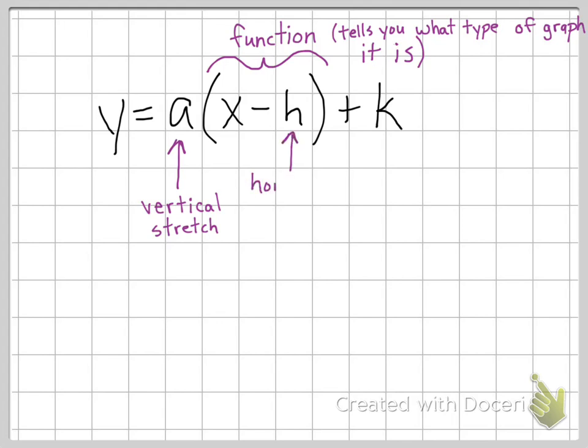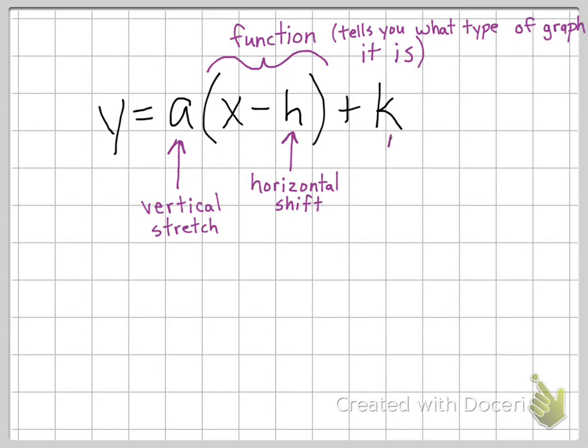Then we have our h. H is our horizontal shift. Okay, it tells you how far the graph is moved from side to side. Now remember, in the formula, this is x minus h, okay, meaning that a positive h moves it to the right. So if it says minus 5, it moves to the right 5. If it says plus 5, it moves to the left 5.